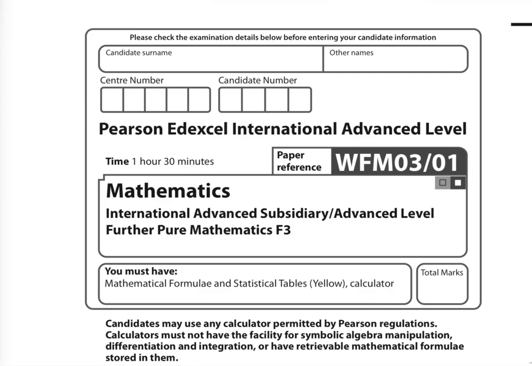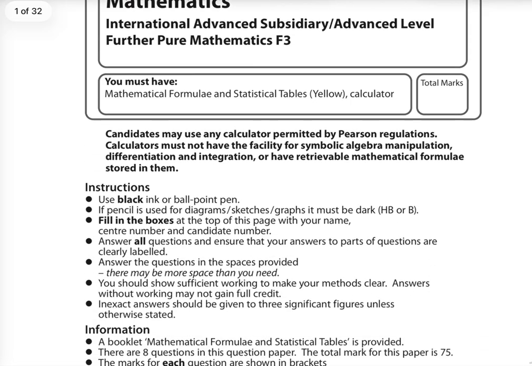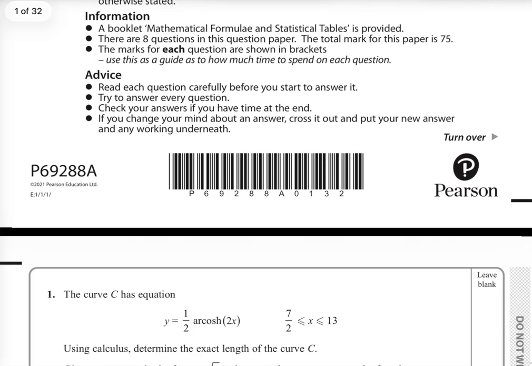This was the October 2021 paper. You were allowed a calculator and the formula booklet.